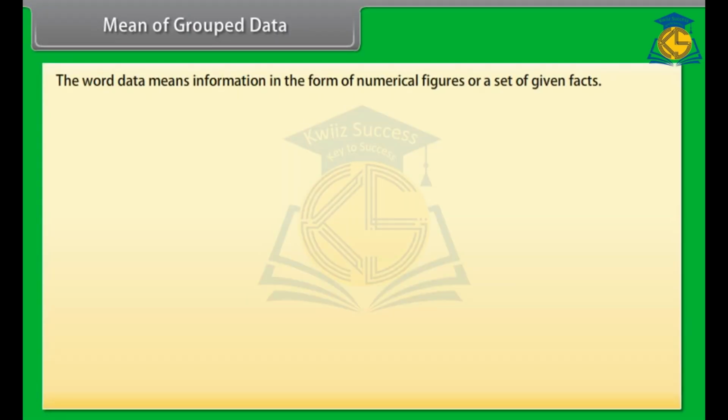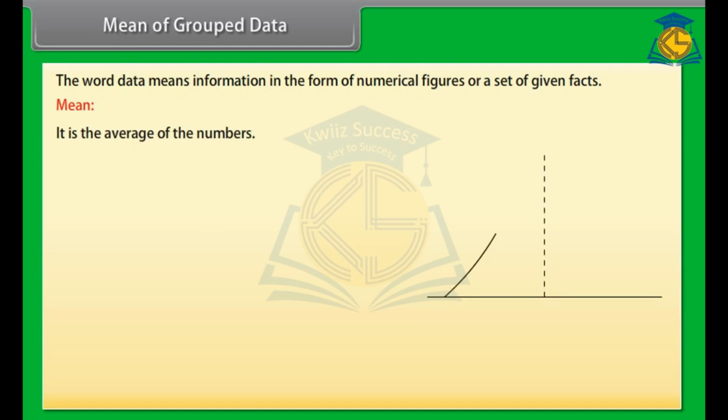Mean of grouped data. The word data means information in the form of numerical figures or a set of given facts. Mean. It is the average of the numbers.